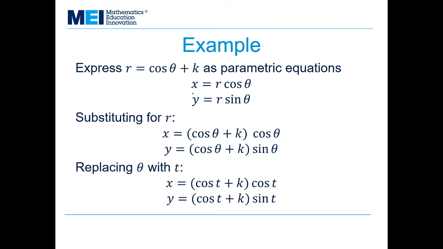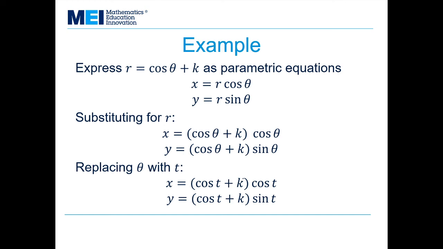So I started by writing out x and y in terms of r cos theta and r sin theta. I substituted for r, so I've got x equals cos theta plus k cos theta and cos theta plus k sin theta. And finally, I replaced theta with t everywhere, so I've got everything in terms of a parameter t.